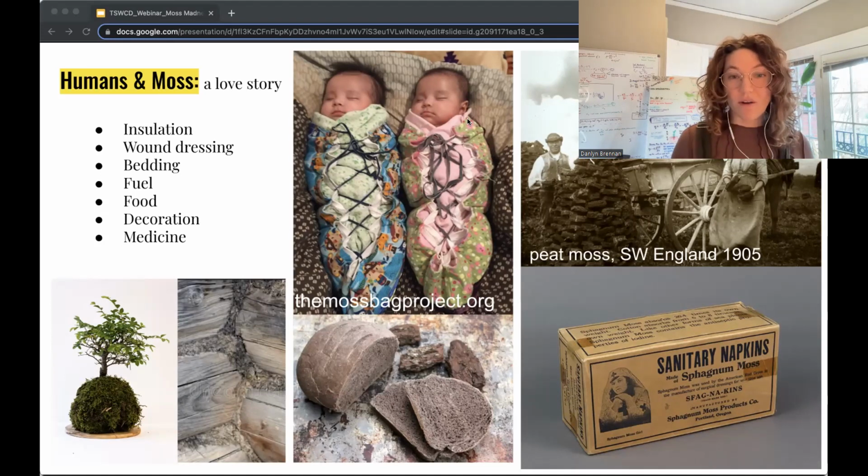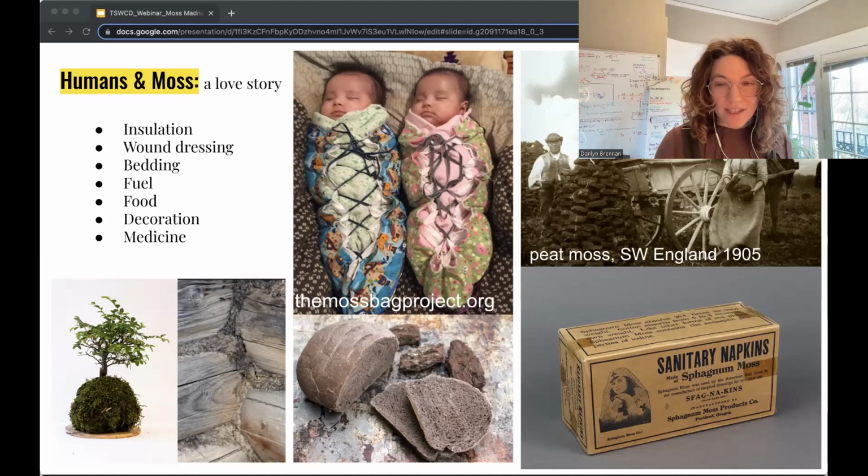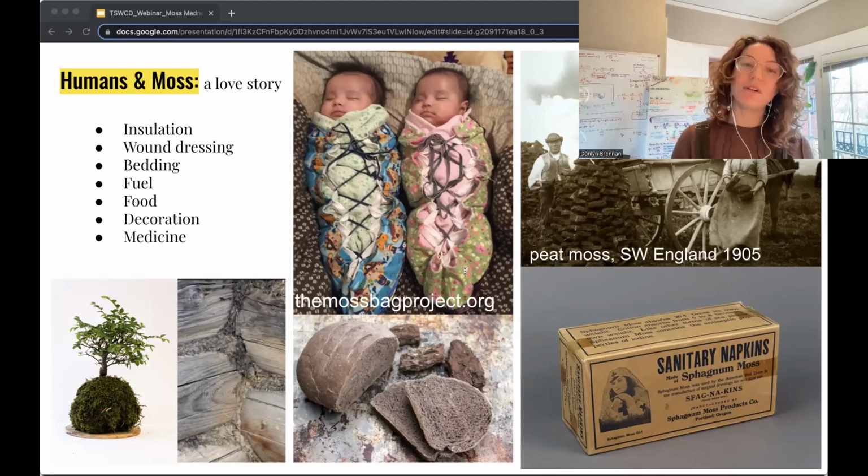And there are still ongoing Indigenous-led initiatives to keep those traditions alive, like mossbagproject.org, which is pretty cool to check out. So naturally, you'd expect it to be used as bedding too, right? For animals, and particularly in regions where other types of bedding like grasses weren't available.